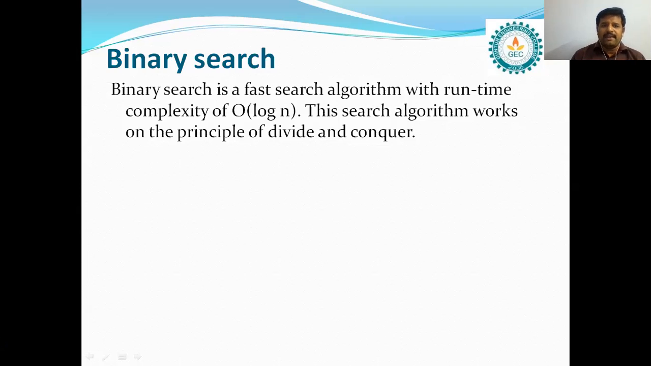But coming to the binary search, it is the fast searching algorithm. Why do we call the binary search a fast searching algorithm? Because the search algorithm works on the principle of divide and conquer. That means we can divide the given list of elements into two parts, right? That's why we call it divide and conquer.